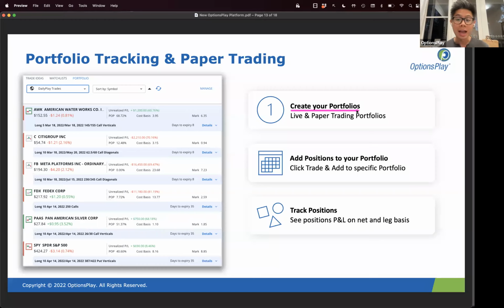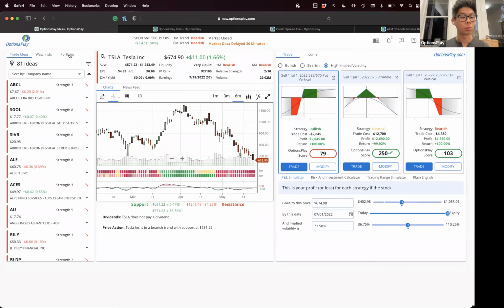And what you can do is add positions to your portfolio by finding the trade and clicking on the add button, which I'll show you here in 1 second. And you can track your positions and edit your portfolios very easily using the new portfolio tool. So let me just show you how to do all of that here in 1 second.